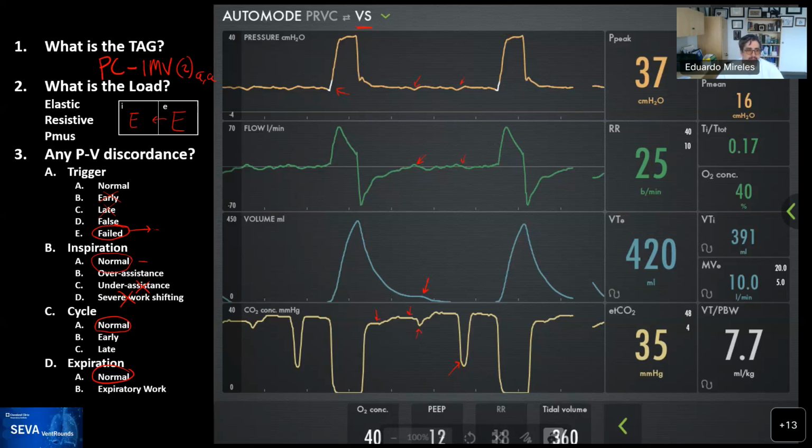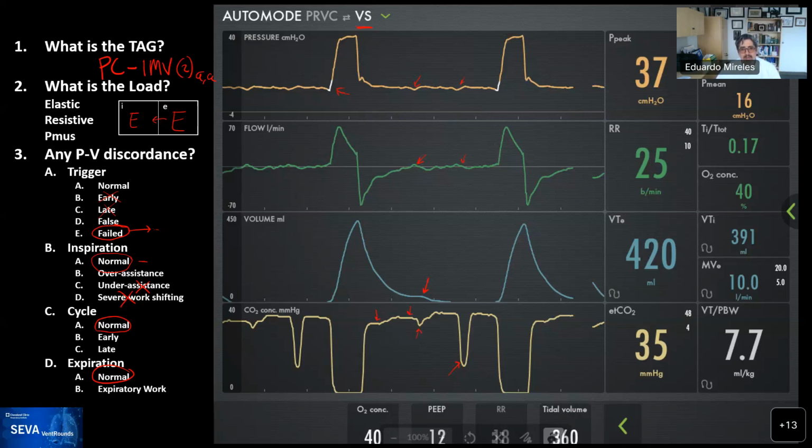The classic causes for a failed trigger are three, that I would group in three. Conditions that cause auto PEEP, so increased resistance in the airways. Conditions in which you cause over assistance for these patients, so they get very large tidal volumes for the amount that they need. And then third is that you set the threshold inappropriately.